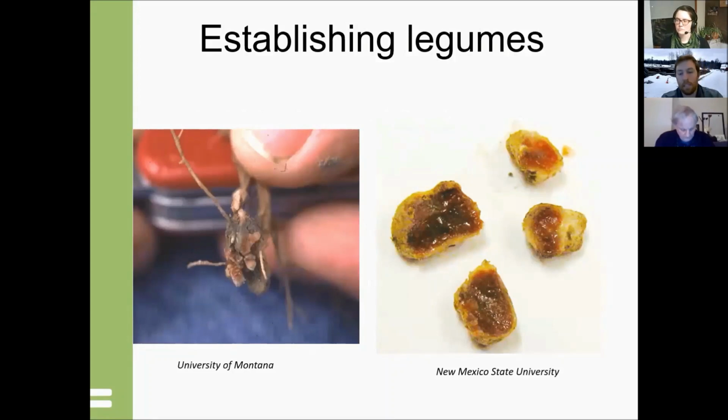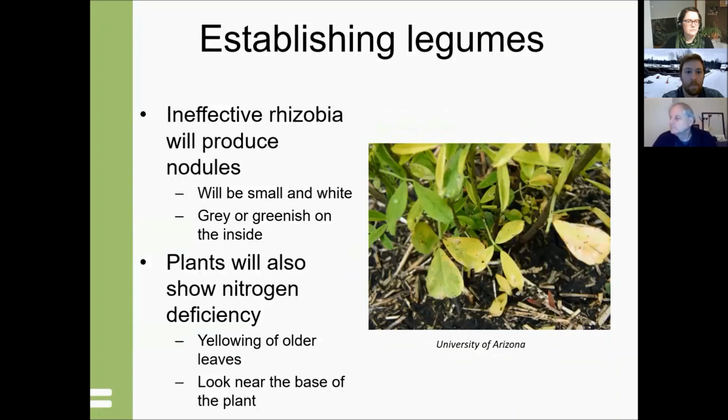And then on the right, it's a different crop, but these nodules have been cut open, and you can see they're a pretty dark red color. So pretty confident some strong nodulation or fixation is going on there. And so another thing to remember is that even if the Rhizobia are ineffective, nodules will be produced. But the difference is they will be gray or greenish on the inside. So it's important to pop those open and take a look and see what color they are.